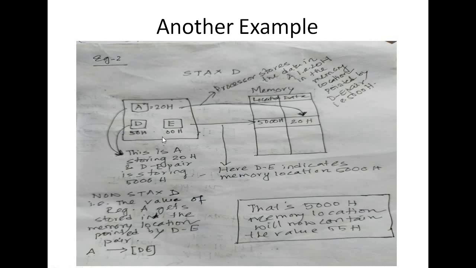As soon as it gets the data 5000H, it goes to memory location 5000, because the DE pair is indicating memory location 5000. In that memory location, some previous data was there. That previous data will be overwritten now by 20H. As soon as the processor accesses memory location 5000H, it will store the data of the accumulator in memory location 5000H.